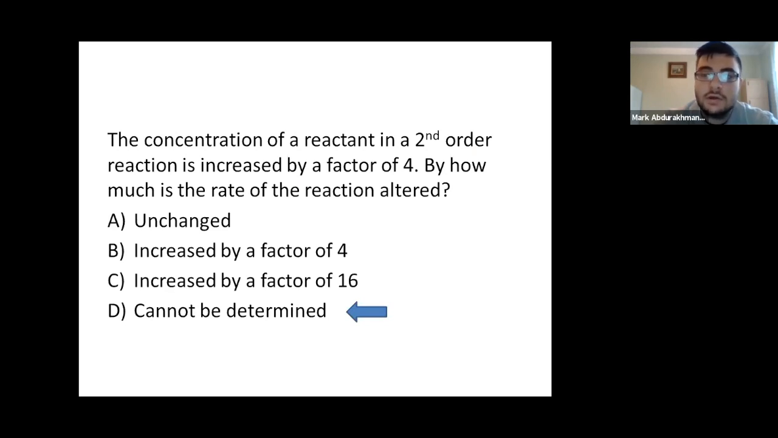This doesn't mean that the order of the reactant that they're talking about is actually second order. For example, it could be first order, and there could be a second reactant that's also first order, which gives you the reaction second order overall. Or this reactant could have been 0th order, and there could have been another reactant that was second order, making the whole reaction second order. Therefore, technically A, B, C could have all been correct answers. You can't narrow it down. And because of that, D is the correct answer.